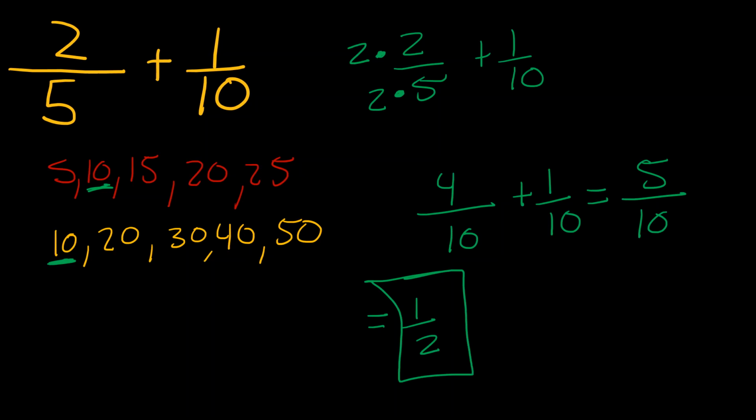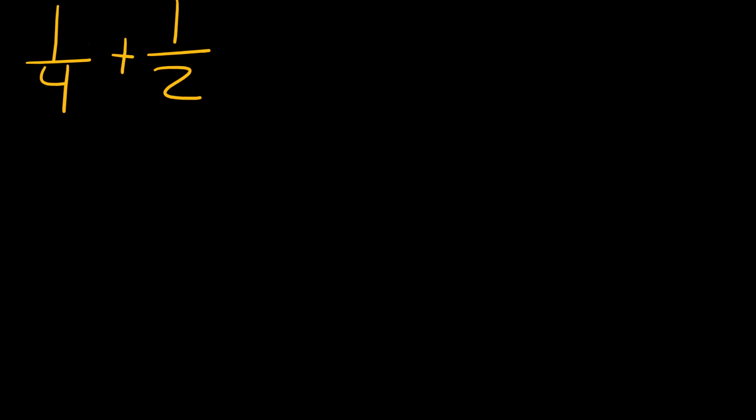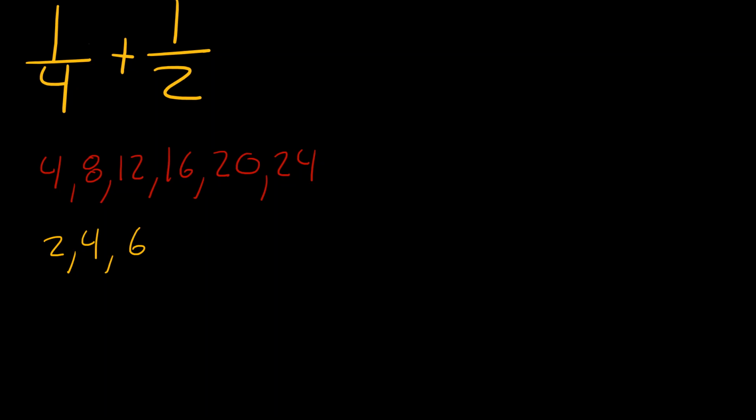Let's do another problem. So now I have 1/4 plus 1/2. I need a common denominator between 4 and 2. So first, let's find the LCM, the lowest common denominator. I'm going to list my multiples of 4: 4, 8, 12, 16, 20, and 24. Now I'm going to list my multiples of 2: 2, 4, 6, 8, 10, 12, 14.